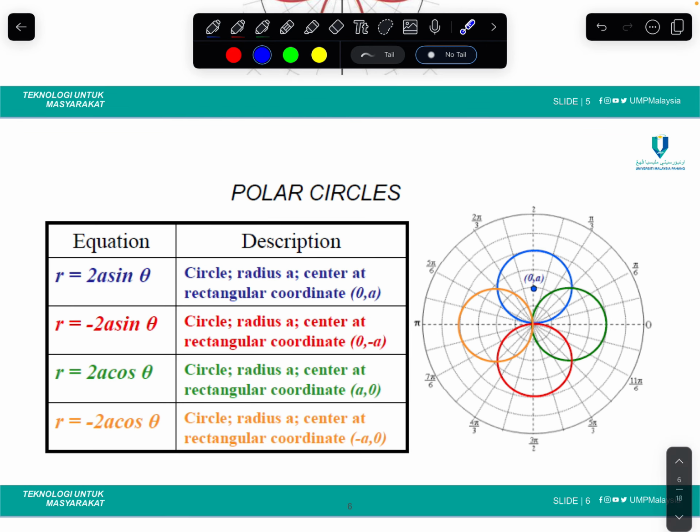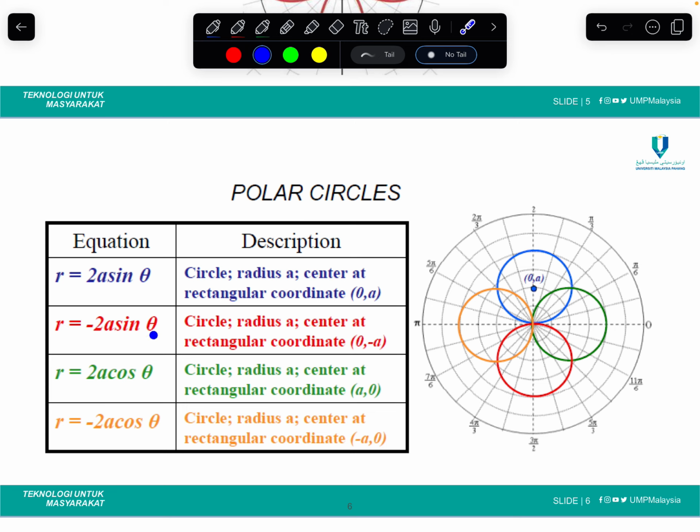Now we want to go deeper into the polar circle. A polar circle has the shape of a circle, and the equation is in the form of r equals 2a sine theta, or you can put a negative in front of the function, or r equals 2a cos theta or its negative. So each format will give you a circle but in a different location. Look at the first one in the first row, in blue, r equals 2a sine theta. It is a circle with radius a, center at rectangular coordinate (0, a), and the curve is given by this blue curve.